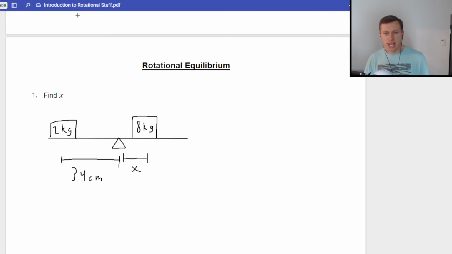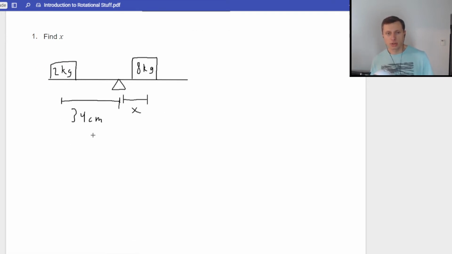We want to find x given we have essentially a balance beam where we have a 2 kilogram mass on one side and an 8 kilogram mass on the other. The one on the left is 34 centimeters and the other one is positioned x centimeters or meters away from the fulcrum of this lever.